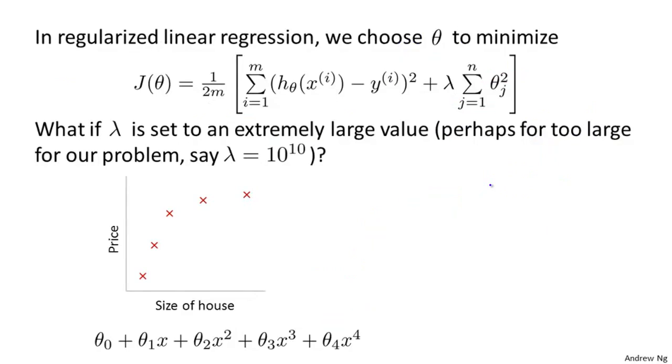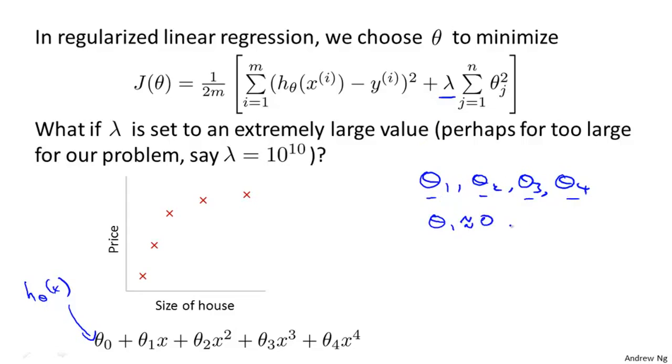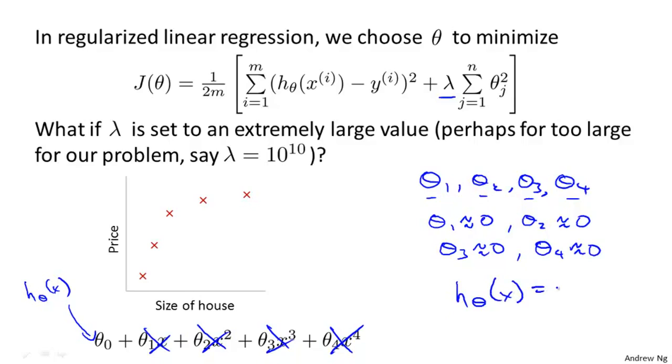In regularized linear regression, if the regularization parameter lambda is set to be very large, then we will end up penalizing the parameters theta 1, theta 2, theta 3, theta 4 very highly. That is, if our hypothesis is this one down at the bottom, and we penalize theta 1, theta 2, theta 3, theta 4 very heavily, then we'll end up with all of these parameters close to 0. Theta 1 will be close to 0, theta 2 will be close to 0, theta 3 and theta 4 will end up being close to 0. And if we do that, it's as if we're getting rid of these terms in our hypothesis, so that we're just left with a hypothesis that looks like that.